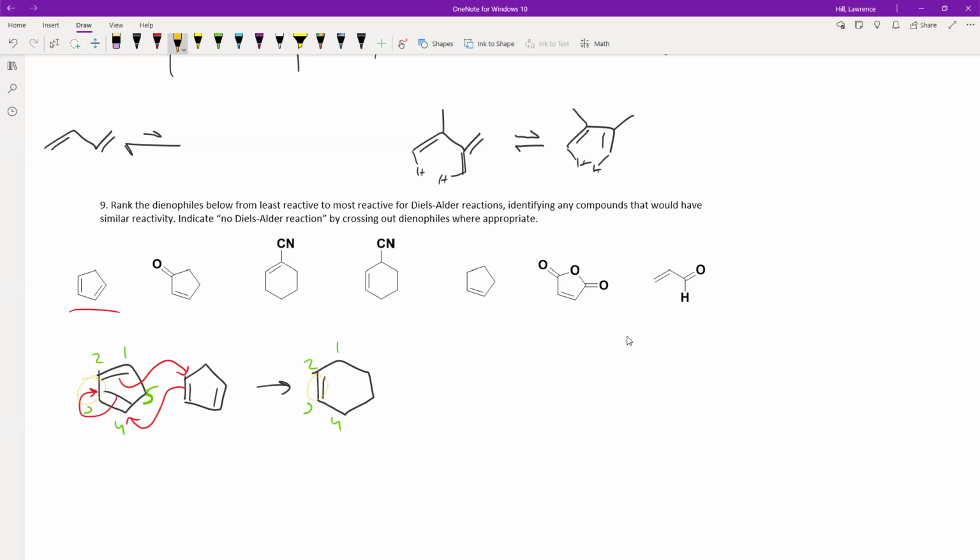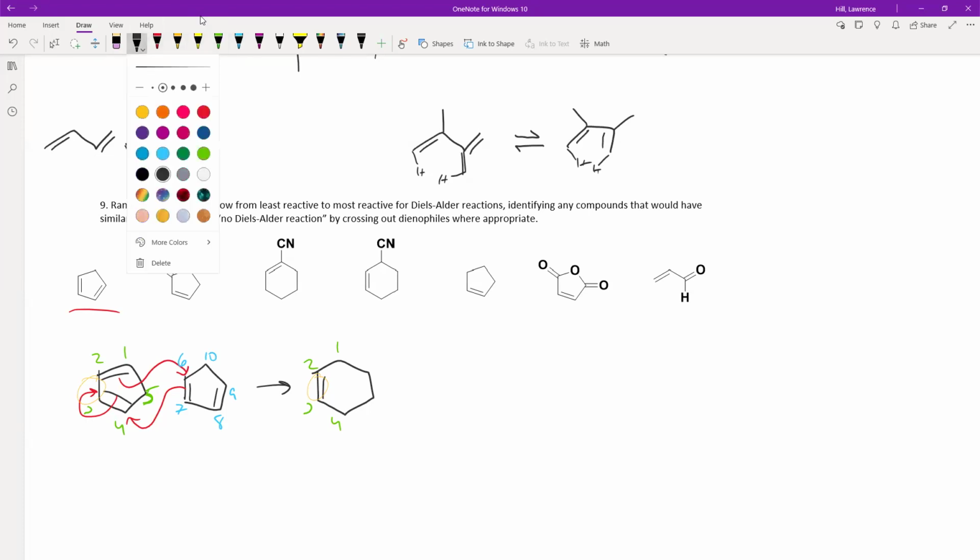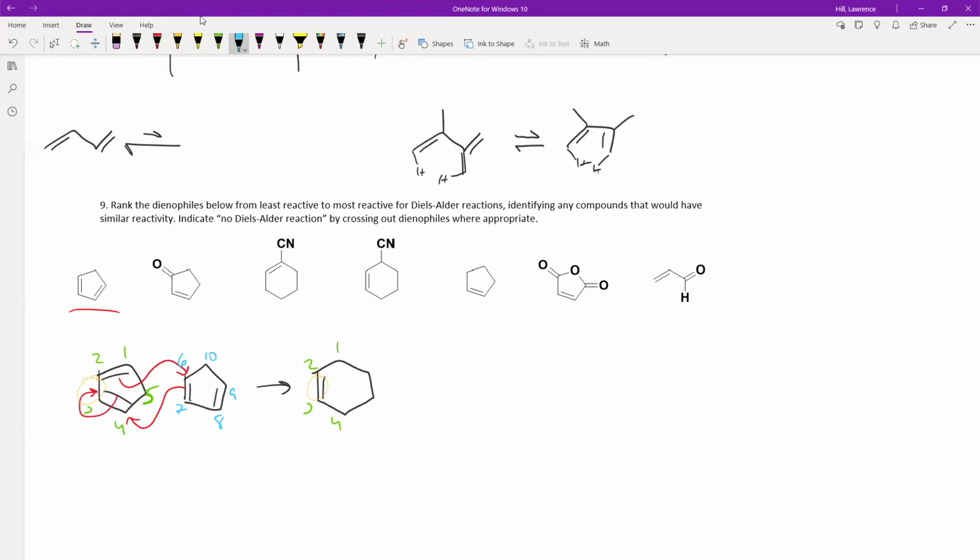Okay, so now let's just read our arrows. We're going to call this 6, 7, 8, 9, 10. How you number it doesn't matter. We're not doing it for naming purposes. We're just doing this for keeping track. Okay, so what's missing? Well, and which carbons are which? Well, carbon 1, according to these arrows, bonded to carbon 6. So carbon 1 bonded to carbon 6. This must be carbon 6. This must be carbon 7.